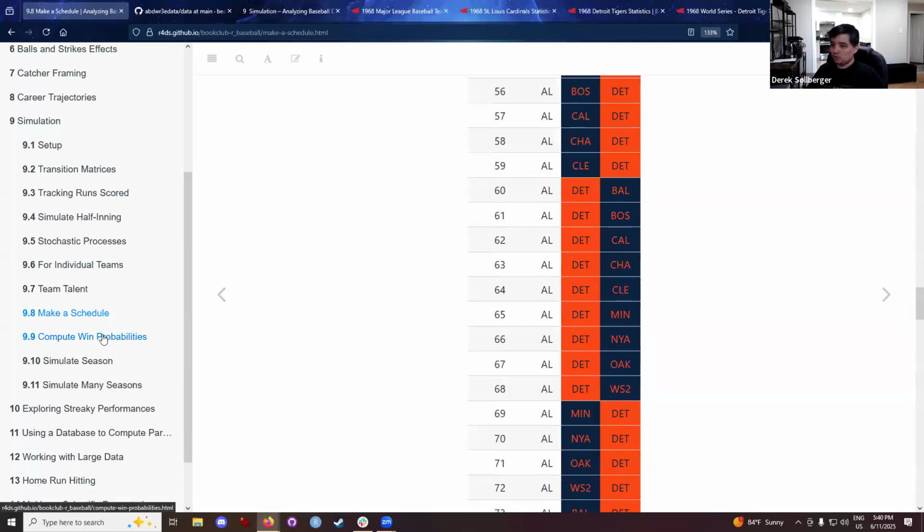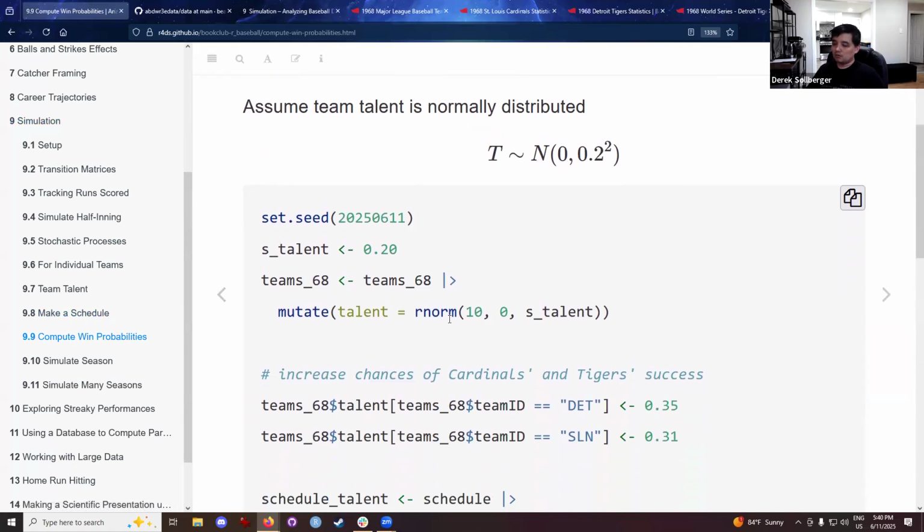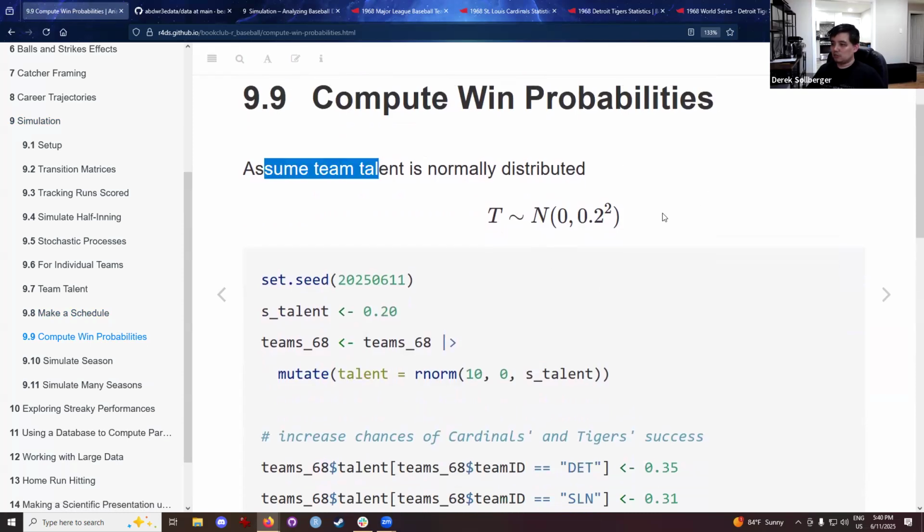With that in mind, we're going to compute the probability of which team wins each game towards simulating the seasons. We're going to assume team talent is normally distributed with a mean of 0, standard deviation of 0.2. This is kind of a backwards design. You go take real data and go back to see which number fits here the best. 0.2 seemed to work.